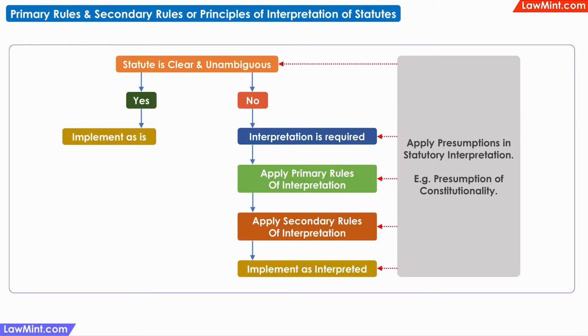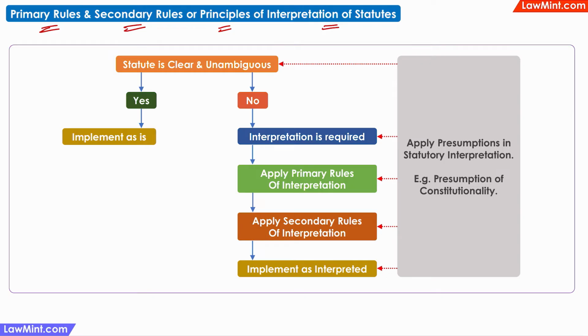In the previous parts of this series, I have covered the basics of statutes, the various types of statutes, and situations when interpretation of statutes may be required. We also saw all the internal and external aids to interpretation. We have also discussed the various presumptions in statutory interpretation. And in this part, we will cover all the important primary and secondary rules or principles of interpretation.